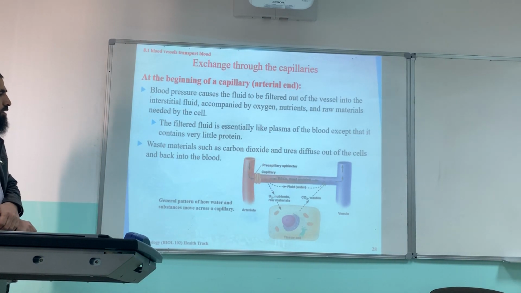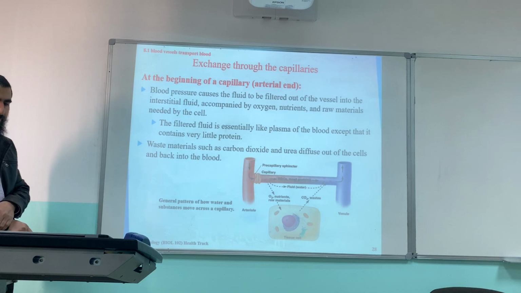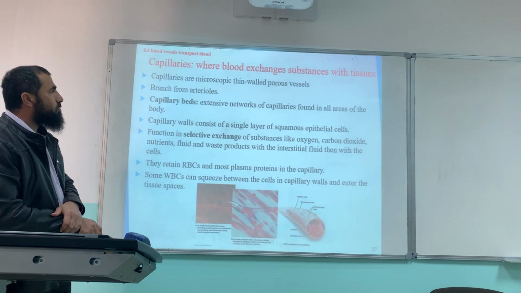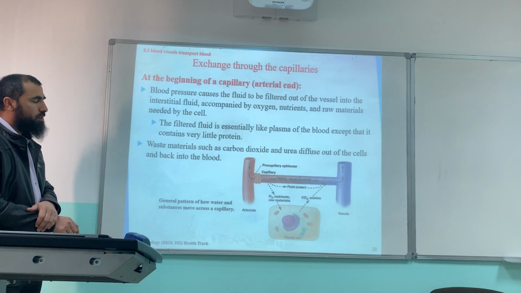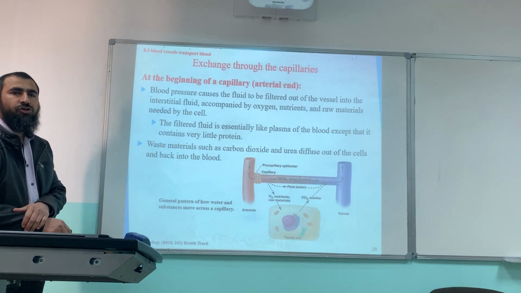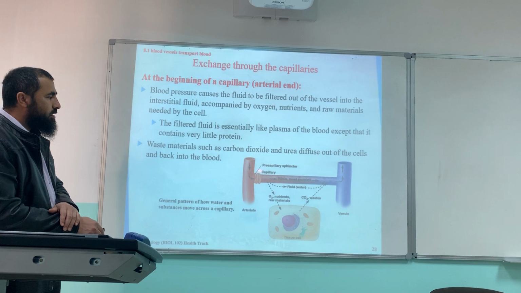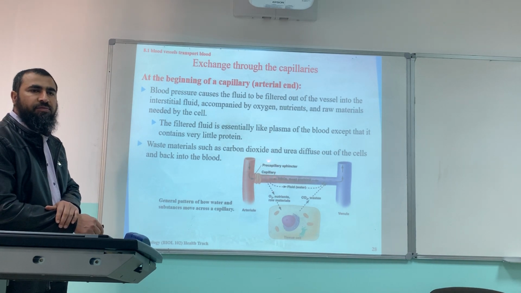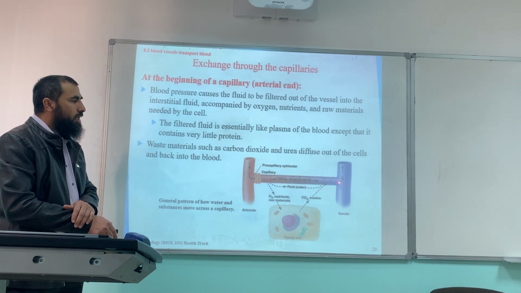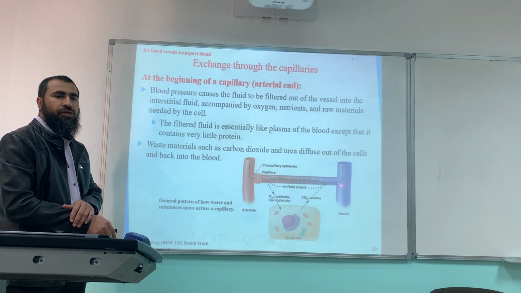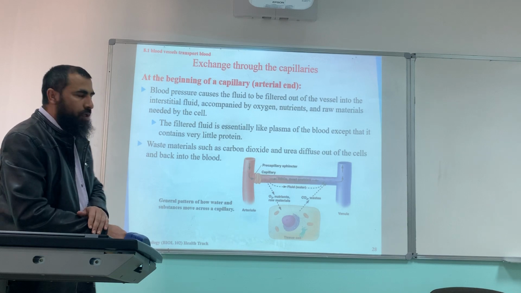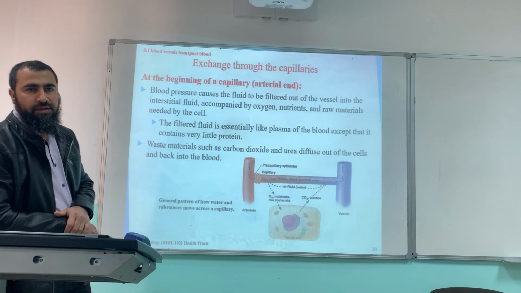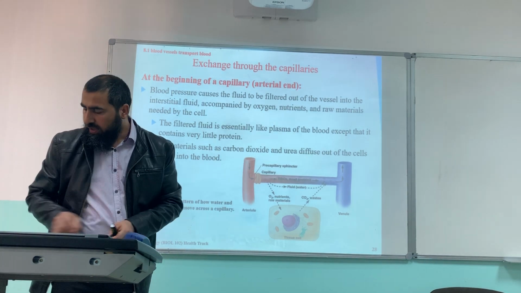So last time we finished talking about exchange at the capillaries. When you look at the capillary, it has two ends. One is the arterial end that comes from the arteriole, and the other one is where it joins to the venules, called the venous end. Okay, so different things happen at the different ends.